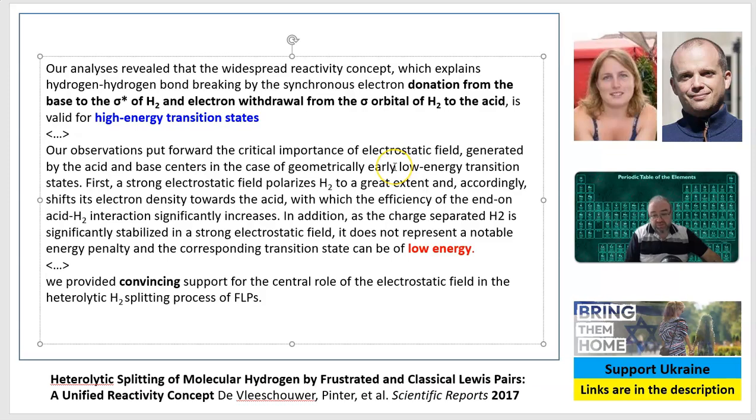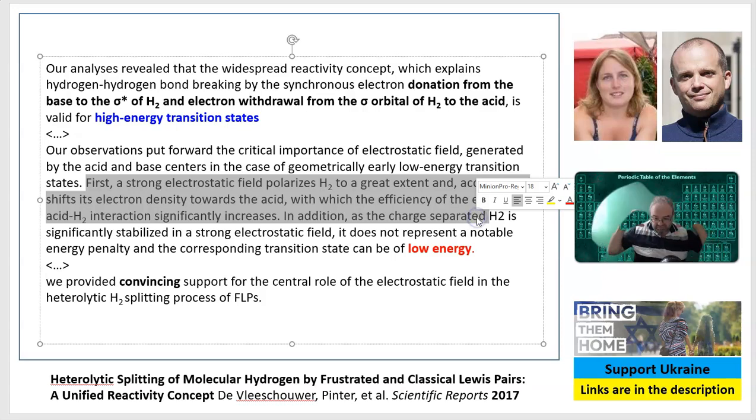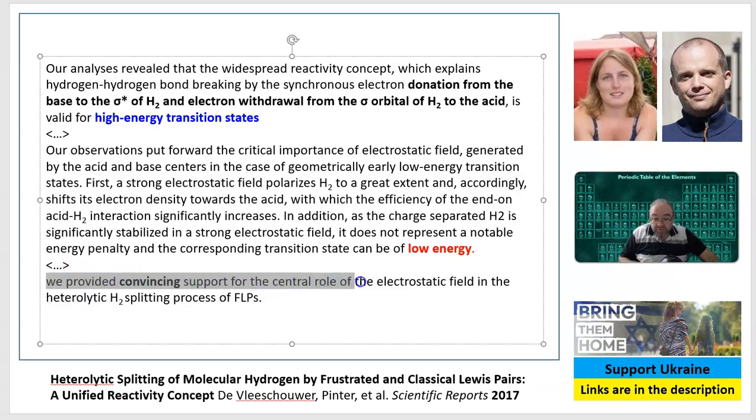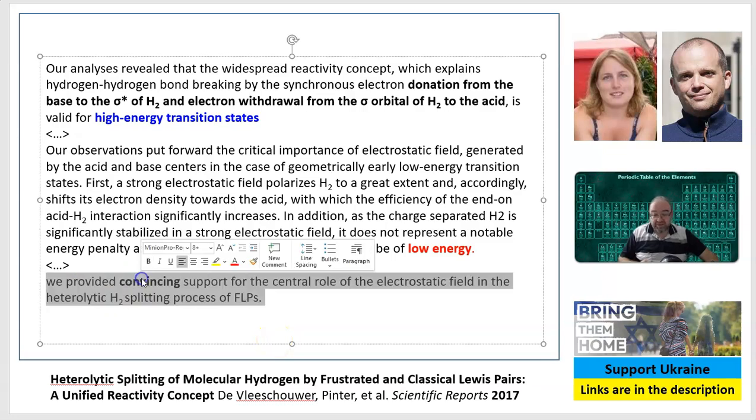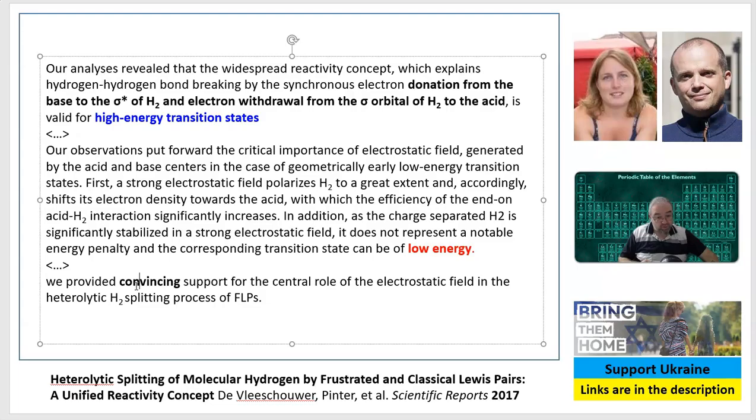By the way, those common Lewis pairs that everybody studied prior to this publication, yes, it all falls into the low energy thing. So anyway, first, a strong electrostatic field polarizes hydrogen to great extent and accordingly shifts its electron density towards the acid, which blah blah blah blah blah. Anyway, they say the same thing, that the strong electrostatic field, that's what makes the reaction happen. We provide convincing support for the central role of the electrostatic field in the heterolytic H2 splitting process of FLPs. Convincing. Let's see though, was Professor Popeye convinced?